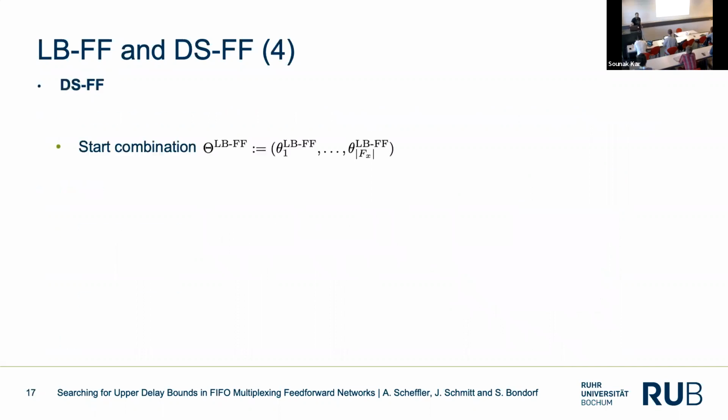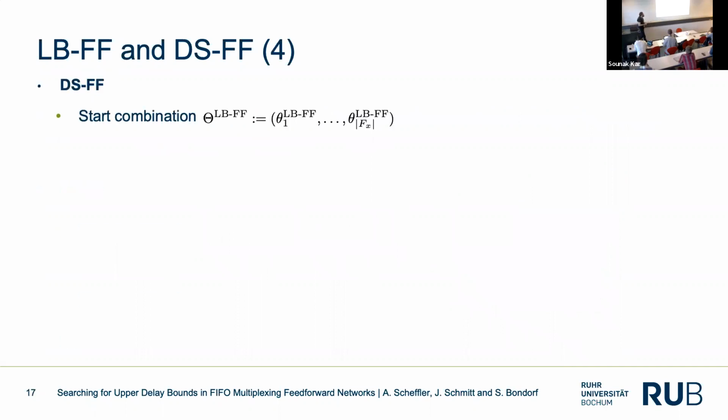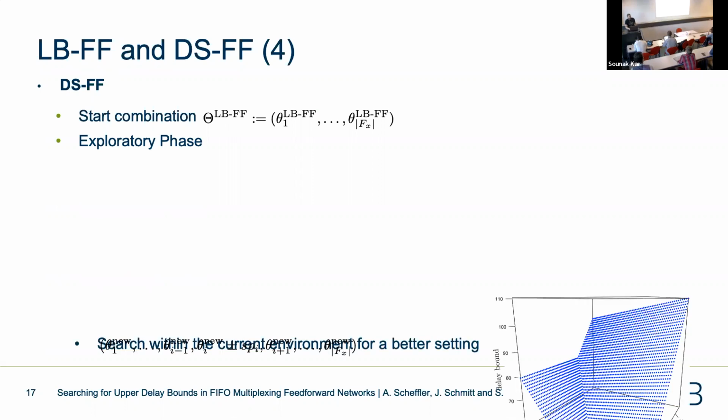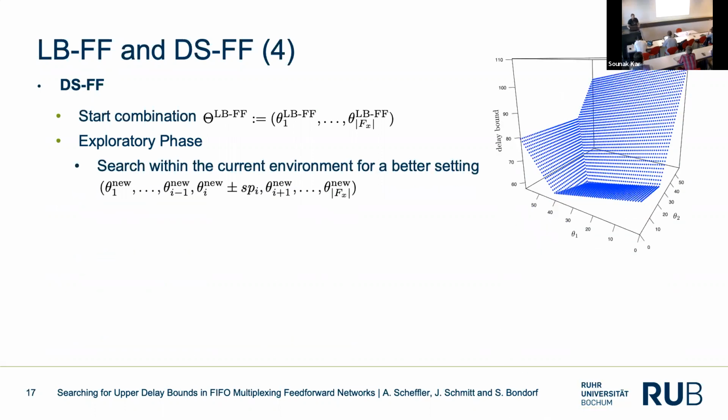Our LBFF initial setting sets us closer to this point. That's capital theta LBFF. That's why this is that combination. And then the directed search slots. It has, and here I want to cut short, simply two phases. The first is an exploratory phase, where in this current environment, this current setting, we're looking for how to set the parameters to find the direction in this convex problem space.